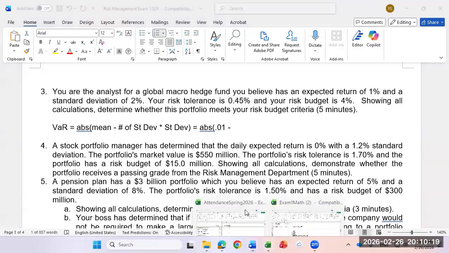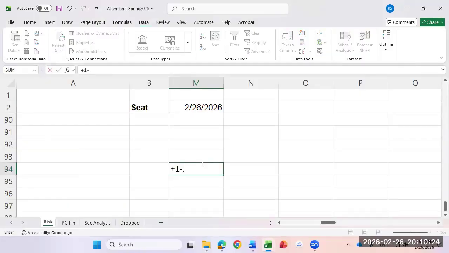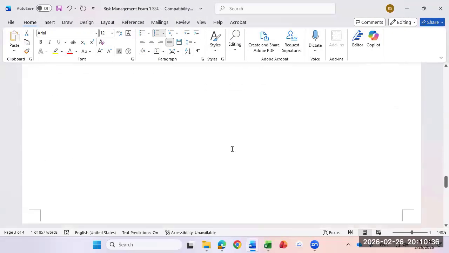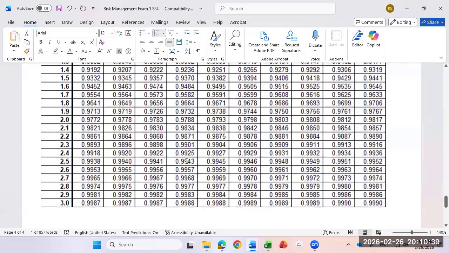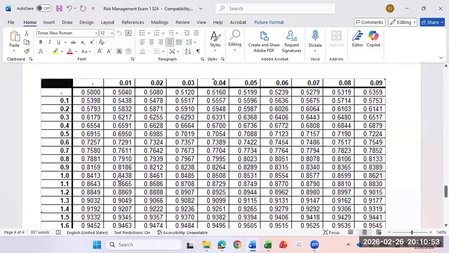So if you need to, go on your calculator and do 1 minus 0.0045, and what are you going to get? 0.9955, right? 0.9955. Y'all see 0.9955 anywhere? Right here. 2.61.